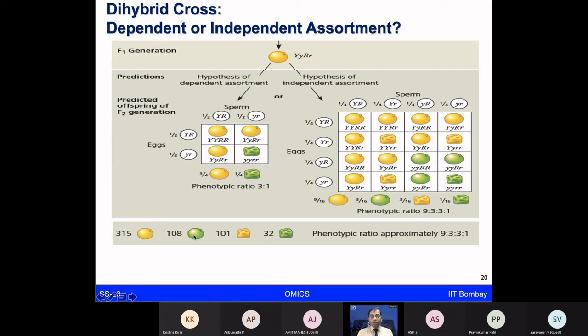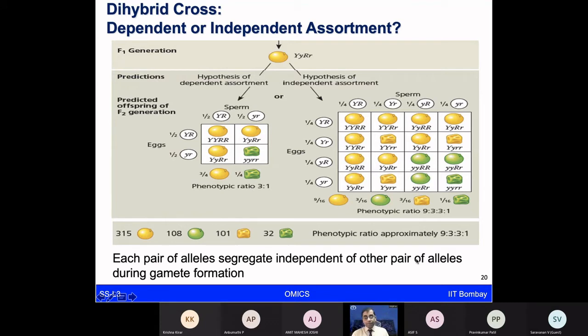And he could see that the ratios of these seeds came out 9:3:3:1, which proved that the hypothesis of independent assortment is correct. These characteristics, which are the seed shape, wrinkled or round, and the coloration, green versus yellow, are independent and are going to assort independently. So each pair of alleles is going to segregate independently of the other pair of alleles during gamete formation, and that set up the basis for his second law of independent assortment.